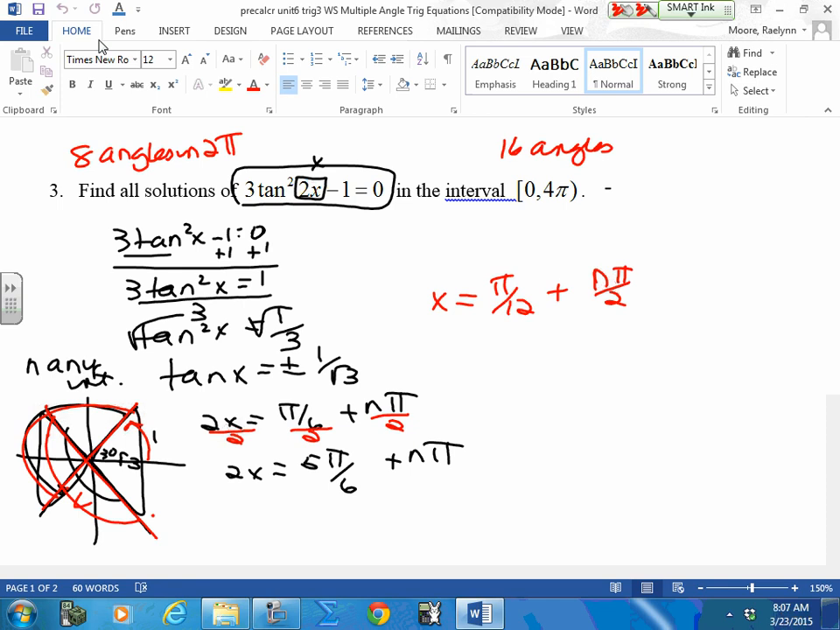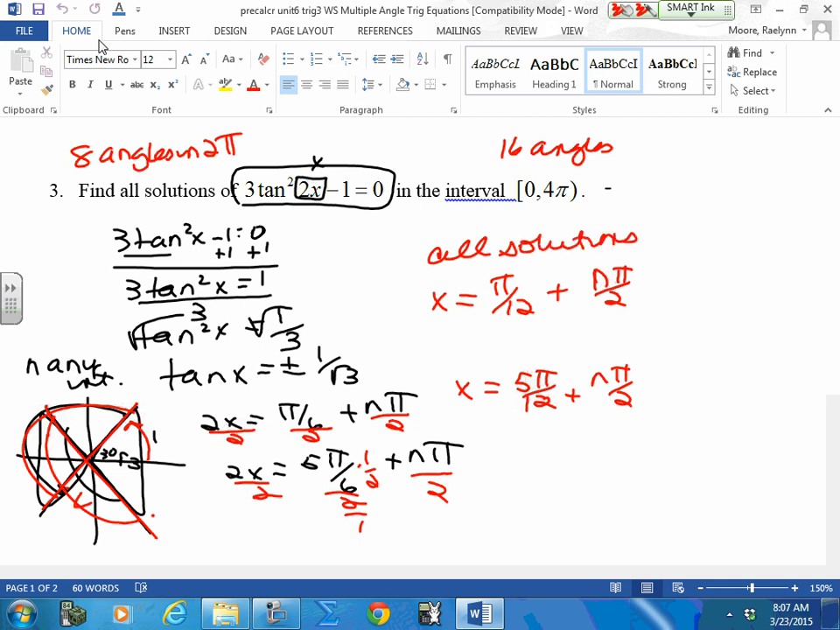What does this guy give me? Divide everybody by 2. You know how to flip a denominator? Just flip it. 5 pi over 12 plus n pi over 2. So these are my all solutions, where n is any integer. So if I'm asked for all solutions, I'm done. But before you can do any 0 to 2 pi, 0 to 4 pi, make sure you get this part done.